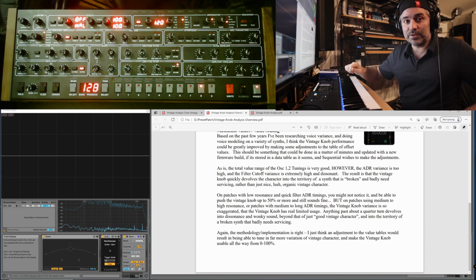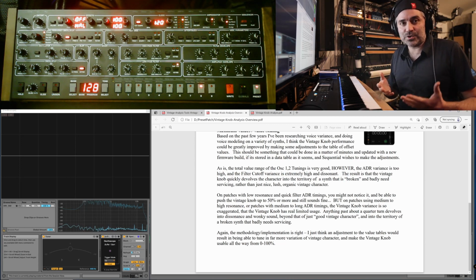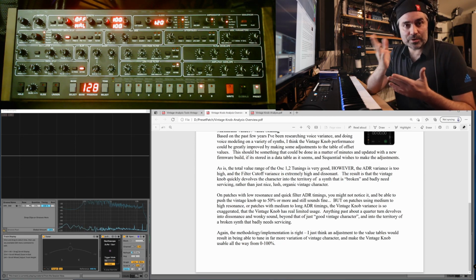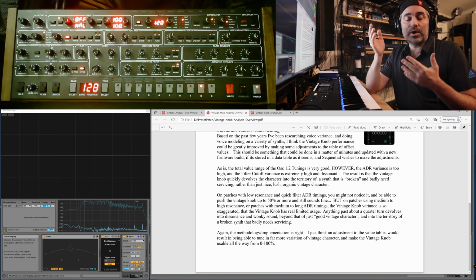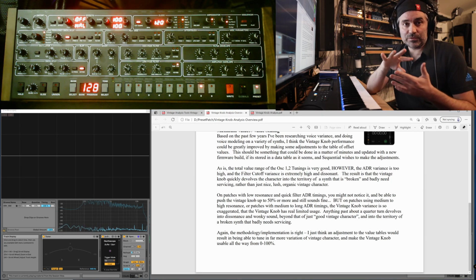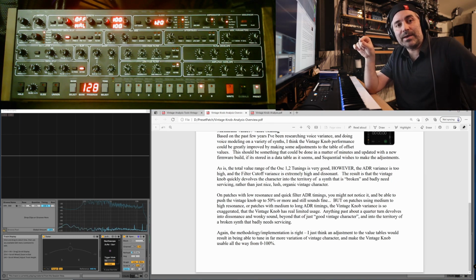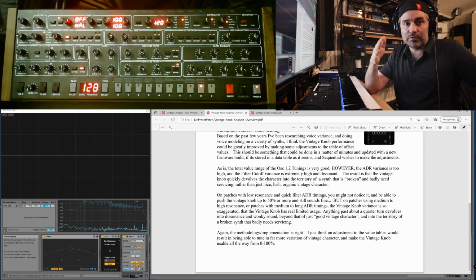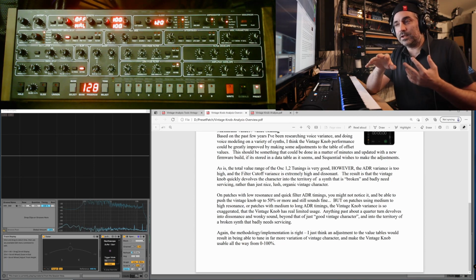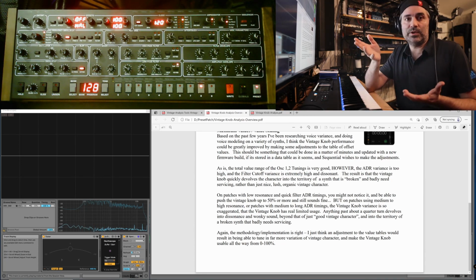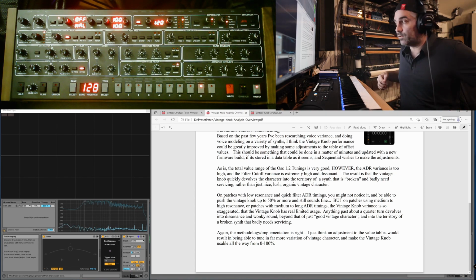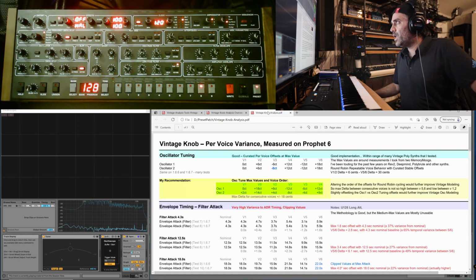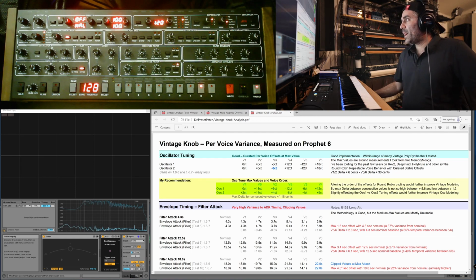So it sounds good in those cases, but whenever you're playing a patch where there's a medium to larger amount of resonance in it, or any patch that has any significant ADR timing on the filter, anything over a couple of seconds on the attack, decay, or release of the filter, you start getting these extreme temporal offsets that just make the patches sound really wonky and sound like you have a broken synth, basically. So let's jump into the details here.